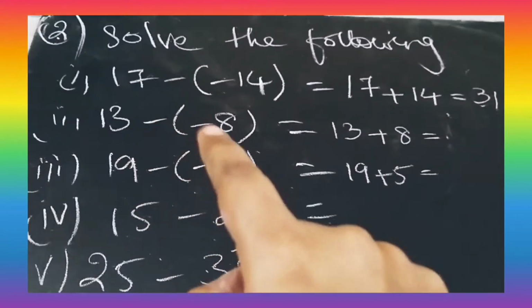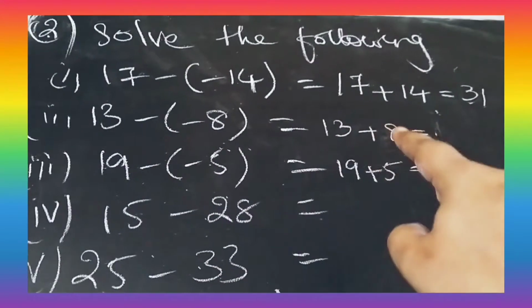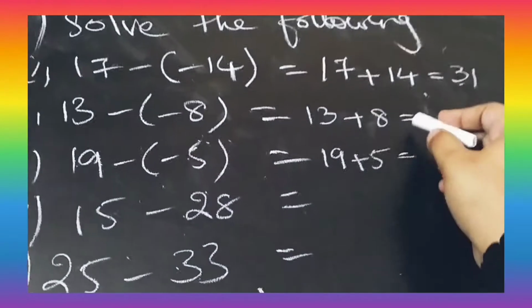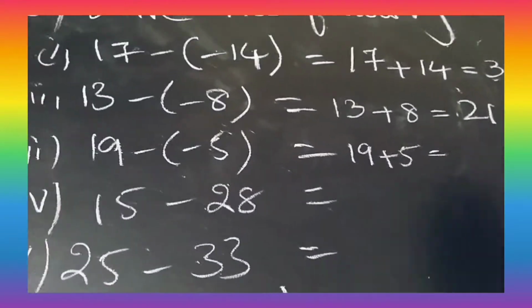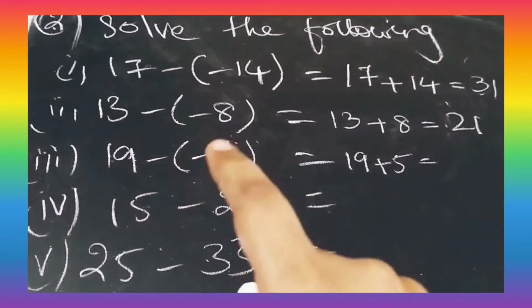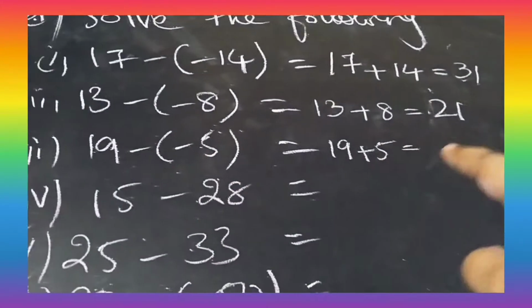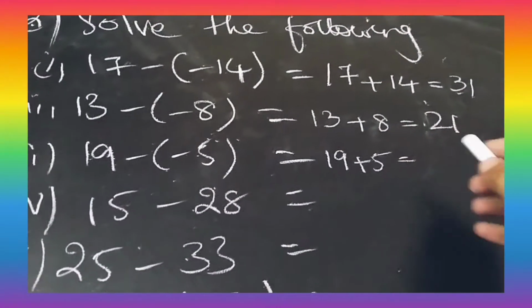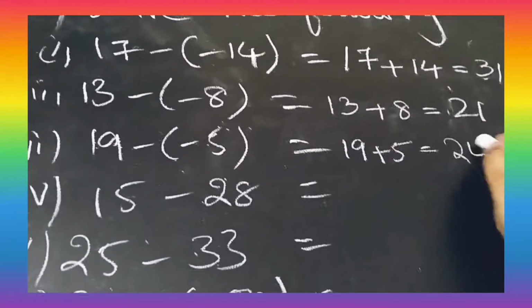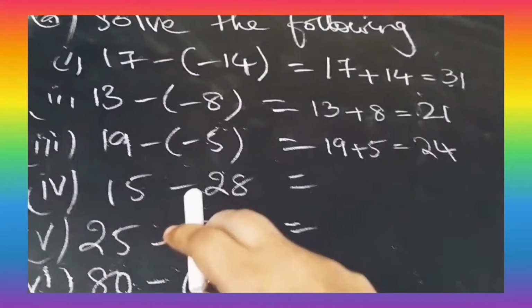Next one is 13 minus of minus 8. Minus of minus means minus into minus. It is plus. 13 plus 8. What is 13 plus 8? It is 21. Next one is 19 minus of minus 5. Again minus of minus means minus into minus. 19 plus 5. What is 19 plus 5? It is 24.